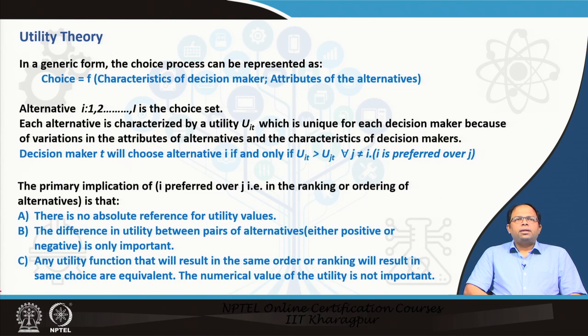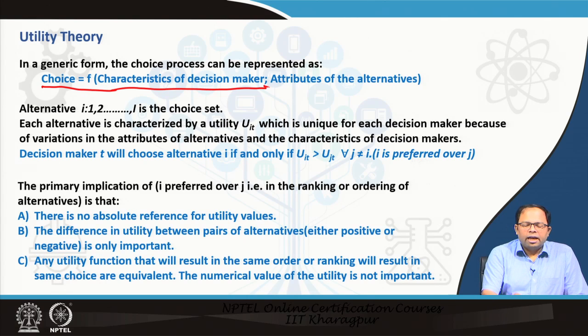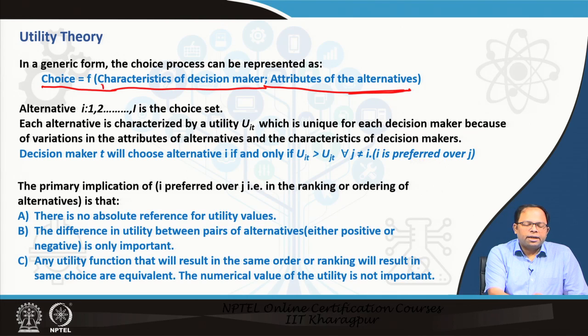So, in utility theory, it is stated that the choice process can be represented in this way, where choice is equal to a function of characteristics of both the decision maker as well as attributes of the alternative. So, we create a utility value, which is a scalar quantity, and that depends on the different characteristics of the alternative and also the characteristics of the decision maker. So, both play a role in the final utility of that particular alternative or that particular choice.